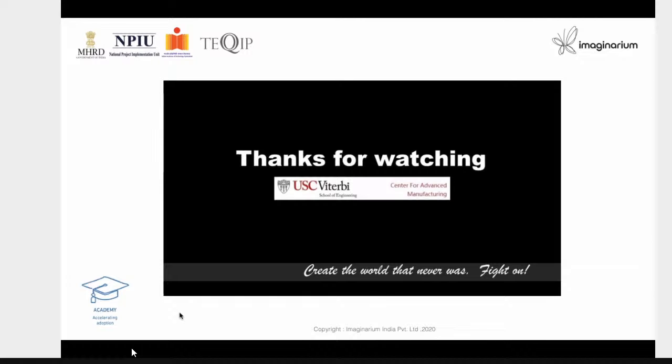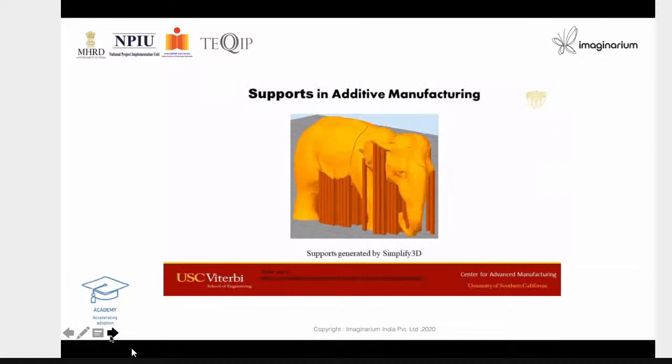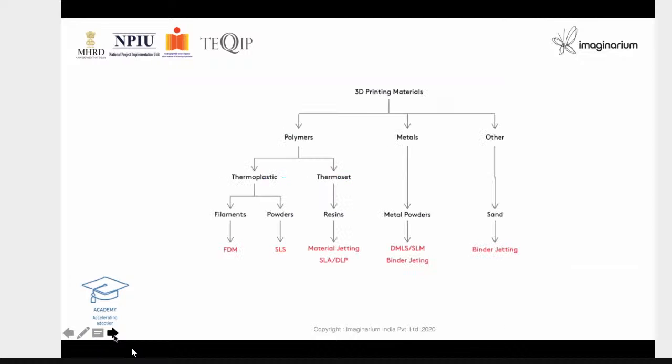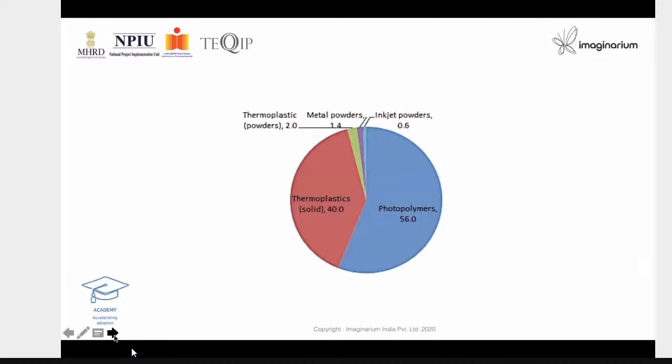Well, so there was additive manufacturing. I think we'll now focus on a little bit of materials. I'll not go deep into it since it's already covered. And you can see still metal is a very small percentage, but it's going to increase.